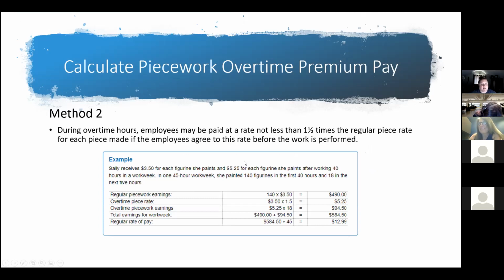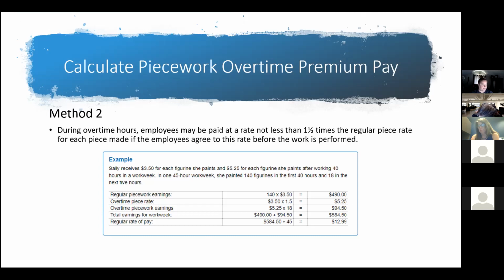All right, second method for calculating overtime for piece rate. Sally receives $3.50 for each figurine she paints and $5.25 for each figurine she paints after working 40 hours in a work week. In one 45-hour work week, she painted 140 figurines in the first 40 hours and 18 in the next 5 hours. So her regular piece rate earnings are 140 times 3.50, which is $490.